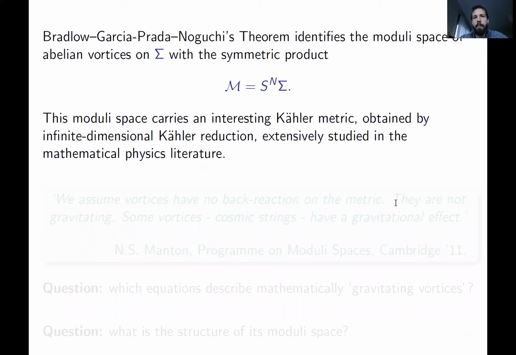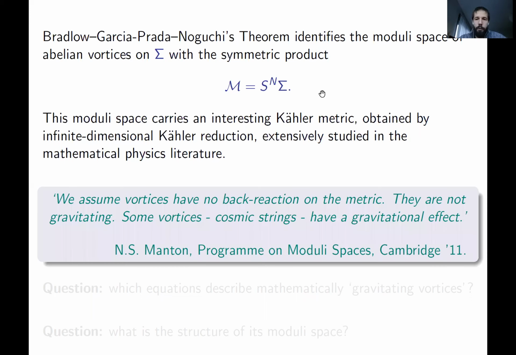This theorem by Bradlow, García-Prada, and Noguchi identifies the moduli space of abelian vortices on a compact Riemann surface with the n-th symmetric product of the Riemann surface, where n is the degree of the line bundle. And because we are in the case of complex dimension one, this is a smooth manifold. This moduli space carries an interesting Kähler metric obtained by infinite dimensional Kähler reduction. And it has been studied a lot in the mathematical physics literature, mainly by work by Manton and Nuno Romão, Baptista, and other people.